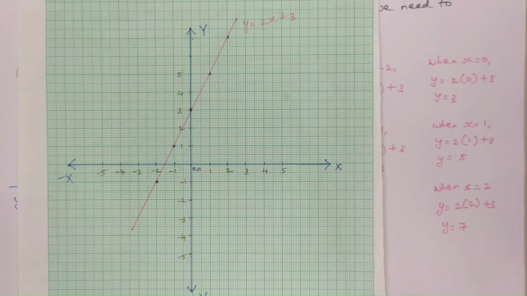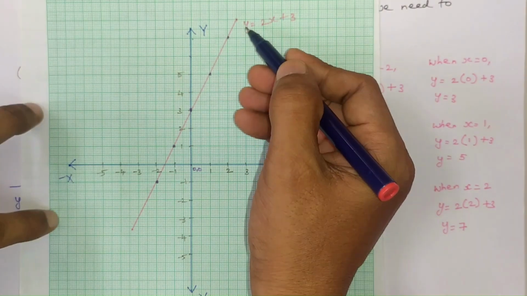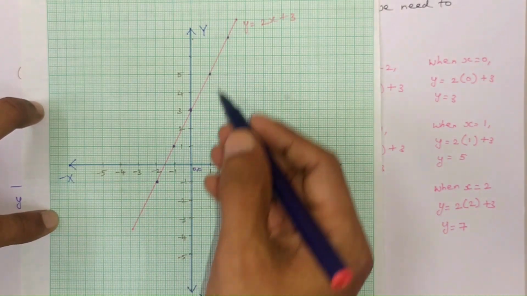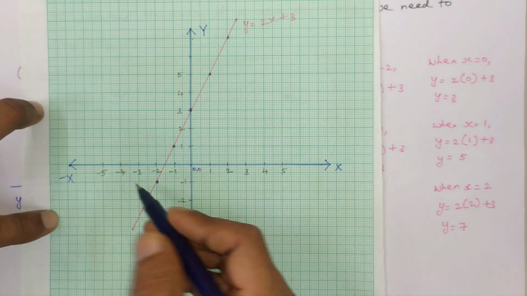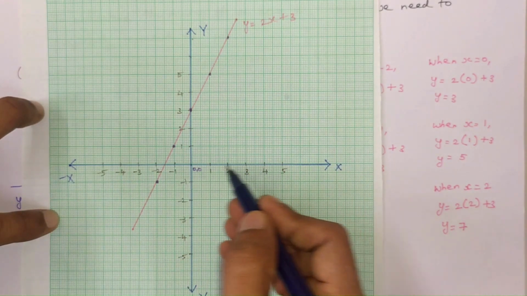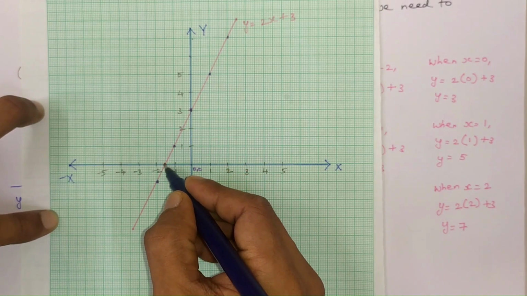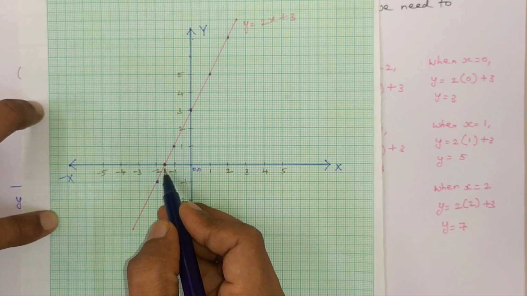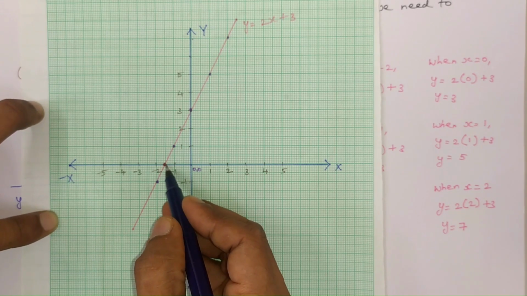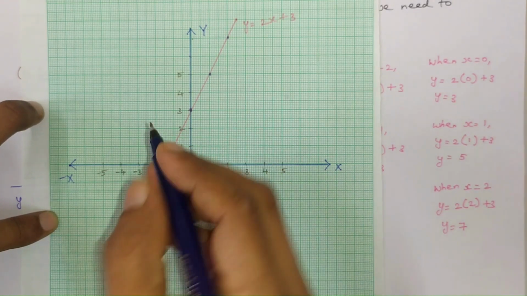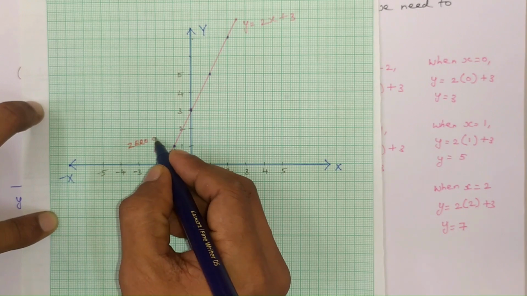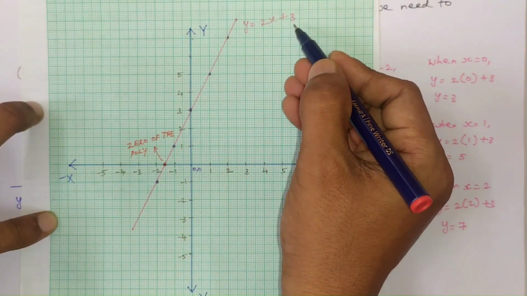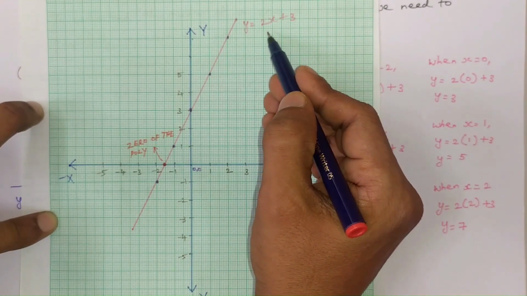Now we can observe that this line y is equal to 2x plus 3 is crossing the x-axis. It is intersecting the x-axis at this particular point. So what is that point? That point is minus 1 by 5. So this point is called the 0 of the polynomial 2x plus 3. So that is the solution for this line y is equal to 2x plus 3.